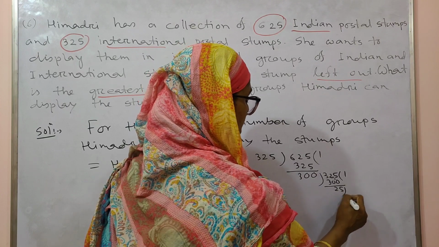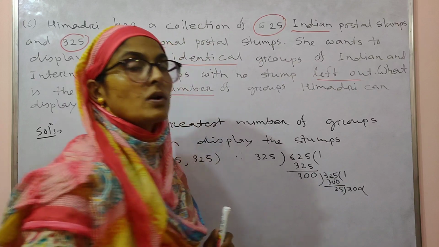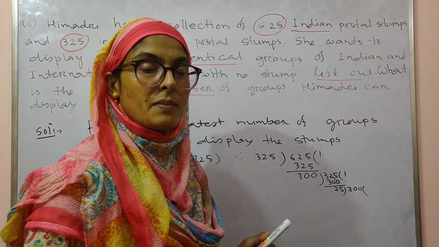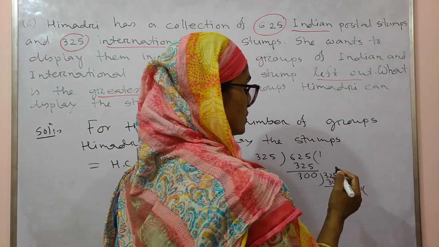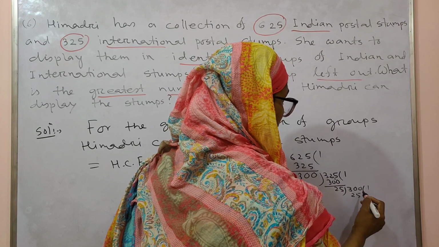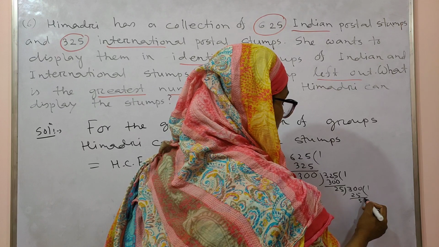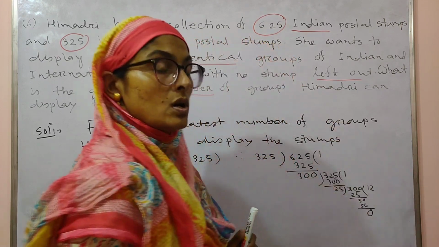Subtract, 25. Again divide 300. This one I have already discussed in question number 1: how to find the HCF by Euclid's division lemma. You can check the playlist. So divide by 25, how many times? 1 time 25. Next, 5, 0, 2 times. So here the remainder is 0.